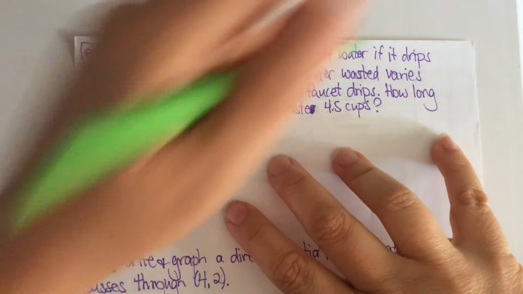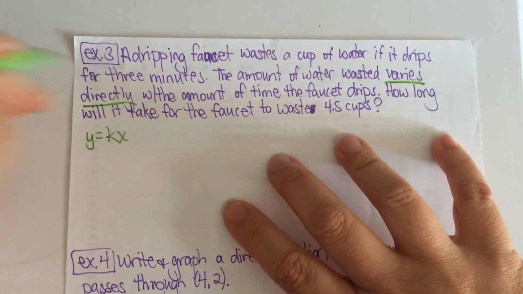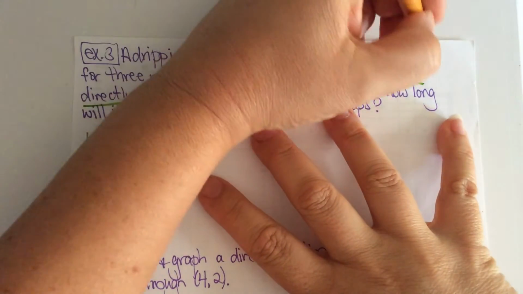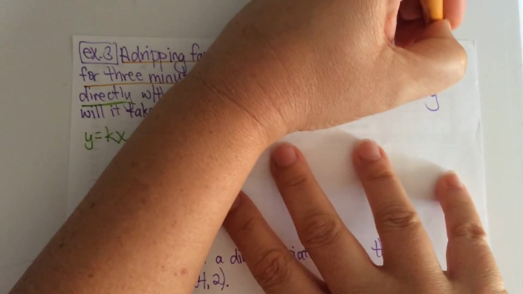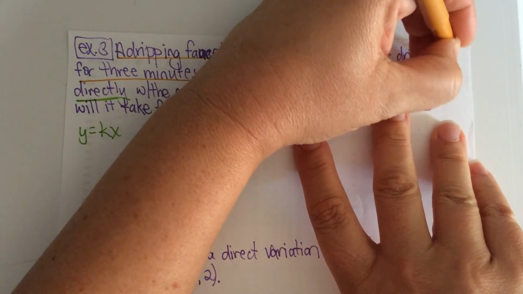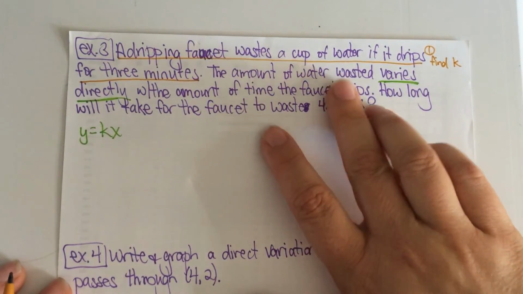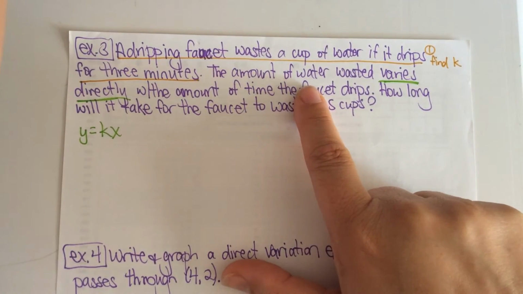So there's our keywords. Varies directly tells me I'm going to use this equation with the amount of time the faucet drips. How long will it take for the faucet to waste 4.5 cups? So this first sentence is the same as the first part of our other problems. Step 1, can you see that? Yes. It's going to be finding the value of K. So they're giving us an X and a Y value. Now, what we need to figure out is which one is X and which one is Y.